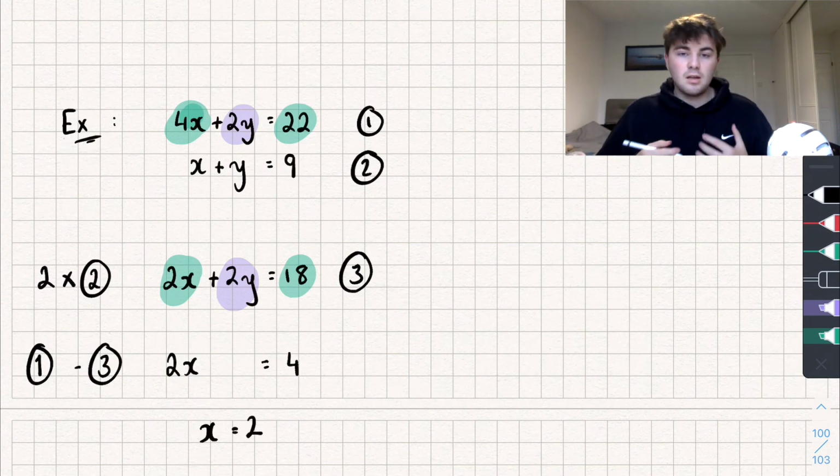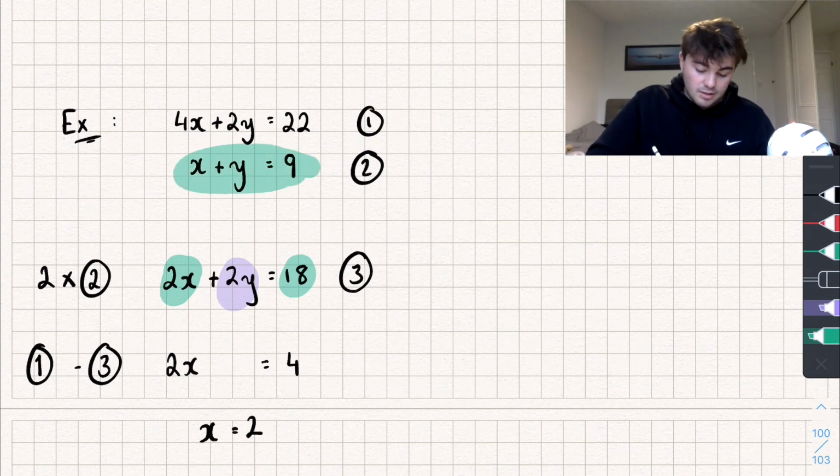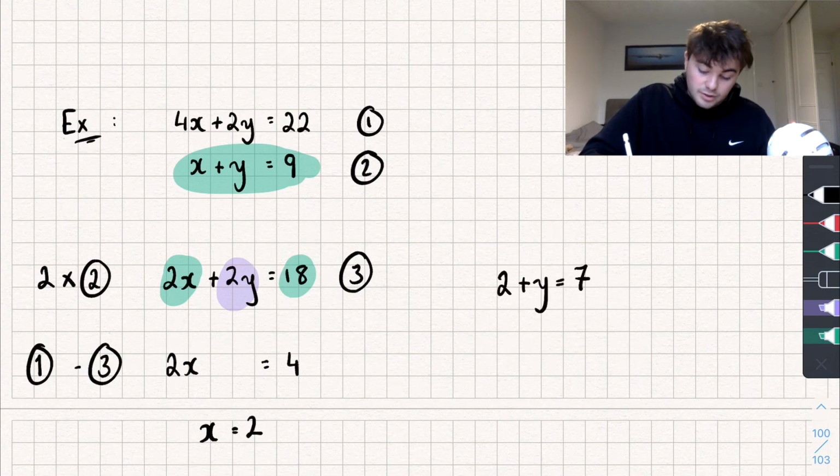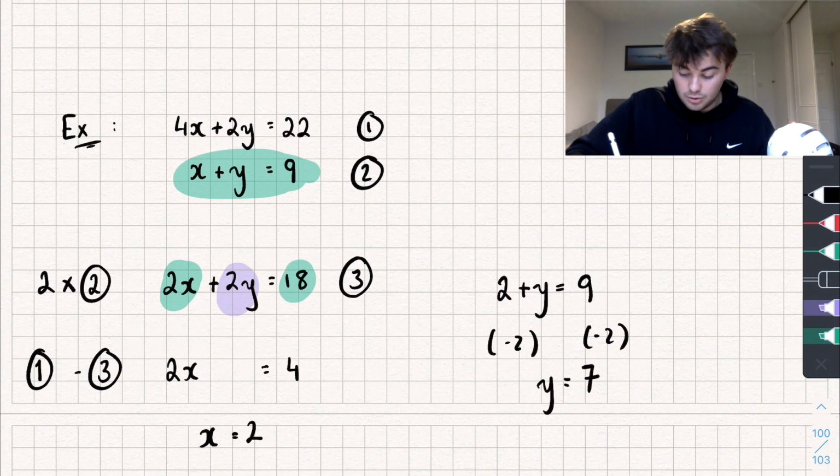Once again, I can substitute x equals 2 into either equation 1 or equation 2, and it will tell me the value of y. Because it's easier, I'll substitute it into equation 2, and we get 2 plus y equals 9, and subtracting 2 from both sides gives me that y is equal to 7.